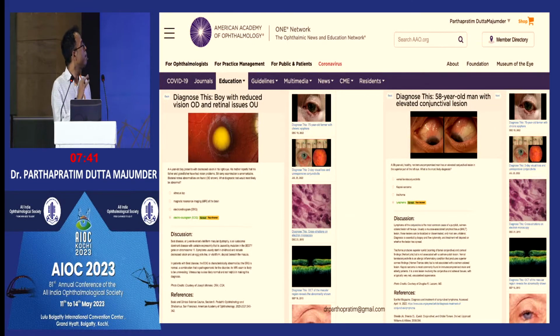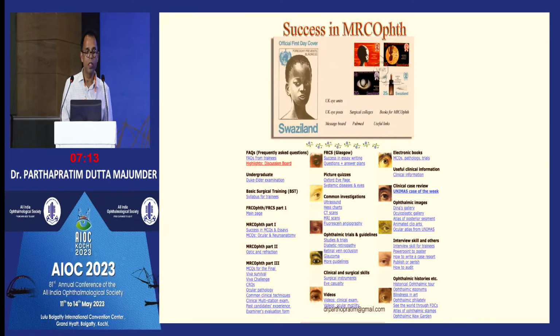Next is a very quick way to browse, update your knowledge, or test your clinical skills: Diagnose This. You will be given a photograph and a case scenario, and in the same way you can take a test. They provide a lot of discussion, and even references, so you can browse a particular article if you have further queries. Now, there is another website that the subsequent speakers will be discussing, MRC Optha and all.